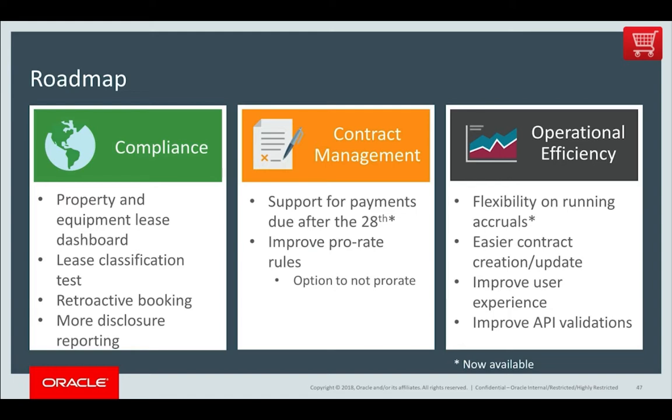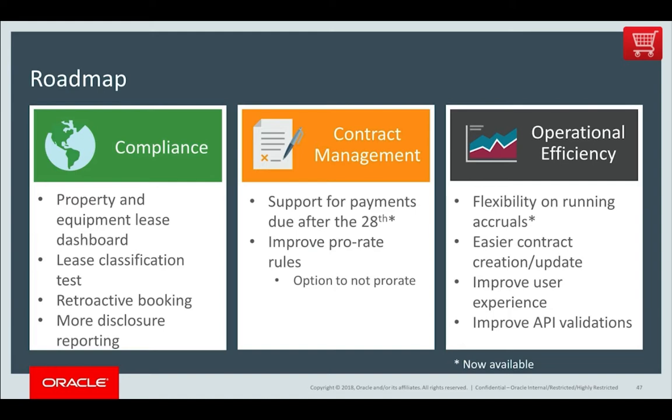Support for payments due after the 28th of the month. Property manager always had this restriction of the 28th of the month. We've got that solved for the equipment portion, so that's already available. We want to improve some of our proration rules as well. Flexibility on running accruals, around the operational efficiency side. Originally, when we first released it, you would run accruals at the end of the month. Now we've built some flexibility around that. You can start running them earlier.